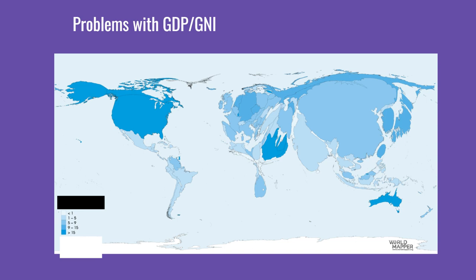Another problem with GDP or GNI is a country's environmental impact. Often, countries with large economies like the USA, China, Japan, South Korea, and the European countries here have significant environmental impacts as they need to pollute in order to have that significant industrial output.